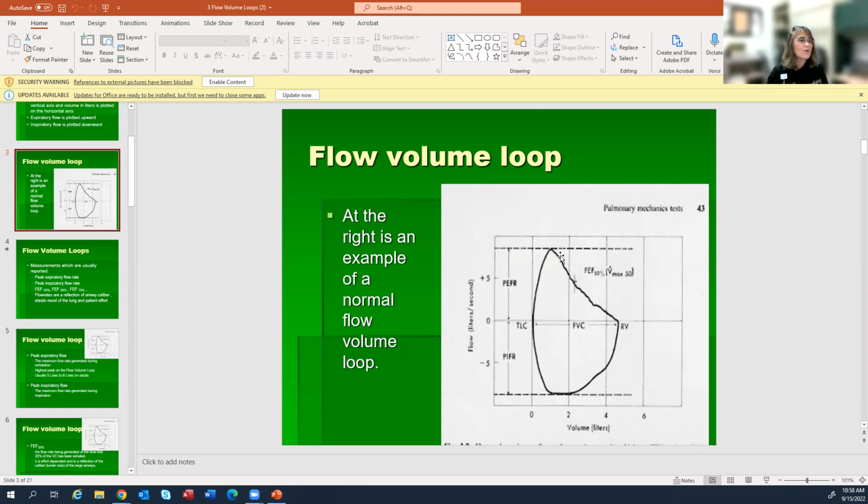So you're looking for the maximum flow rate or peak flow rate. The tallest part on the flow volume loop is the peak flow rate. And when you're breathing in really fast, that's your inspiratory flow rate. So the furthest point at the bottom would be your inspiratory flow rate. And then to look at your volumes, the further out it goes, the more volume you blew out. So that's a flow volume loop.